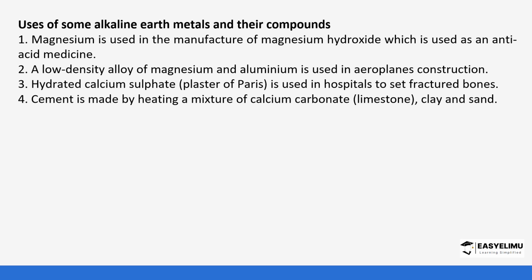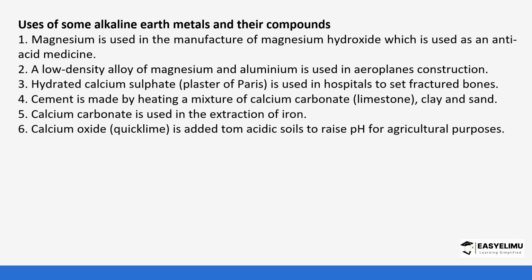And then calcium carbonate, which is limestone, when mixed with sand and clay, is used to form cement, which is used for building. And then calcium carbonate also is used in the extraction of iron. We will learn more about this when we look at extraction of metals, especially metals that are below the reactivity series, in Form 4. We see the calcium carbonate helps to produce the reducing agent. And then calcium oxide is used to increase the pH of soils. This is a very common application question. Calcium nitrate is used as a fertilizer.